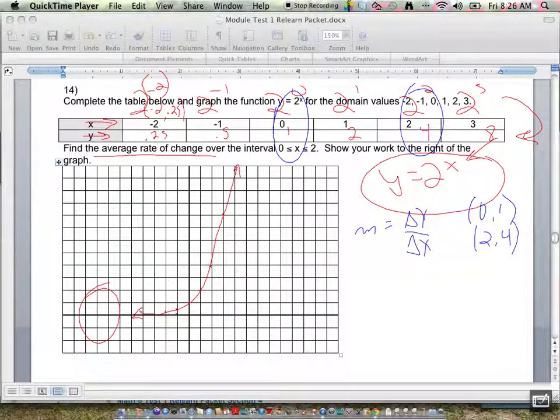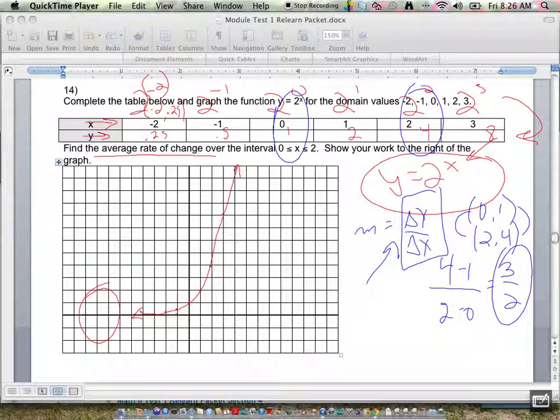And then I do the change in y over change in x. So I got to do 4 minus 1, here's my y's, over 2 minus 0, there's my x's, which gives me 3 over 2, and leave it like that. Don't convert to a decimal and make it 1.5. 3 over 2 is fine. Remember, slopes are fractions. Slopes are not decimals, generally speaking.